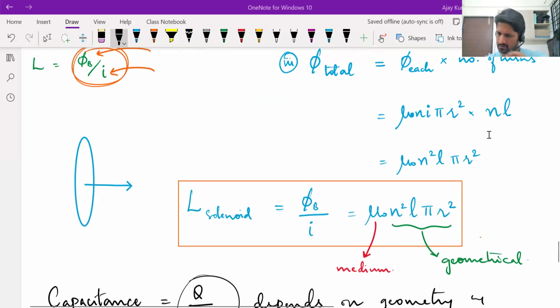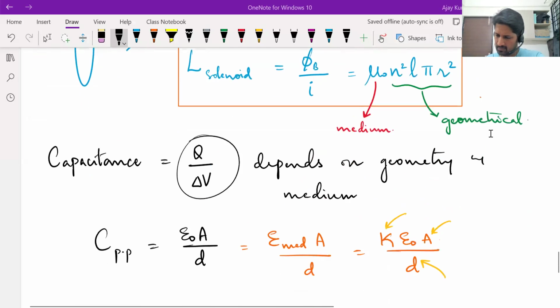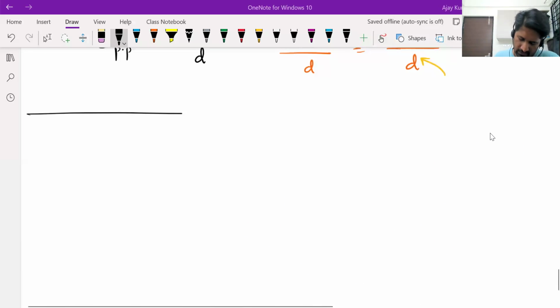Let's solve some questions based on this. Ratio-based questions are very common. Let's try that itself.